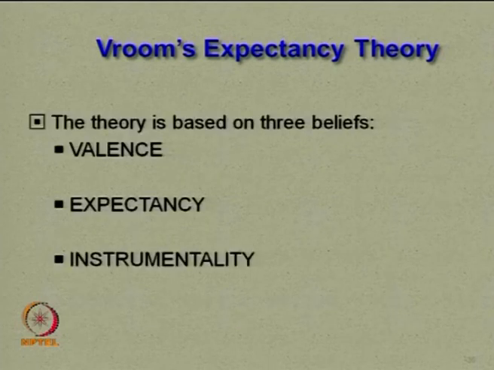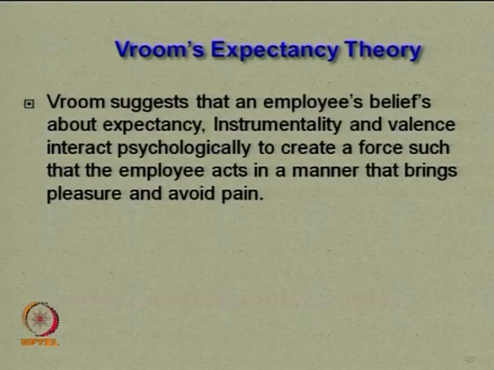Vroom's expectancy theory had three basic beliefs: valence, expectancy, instrumentality. Valence means the relative ratios. If I do this, this is what I get. If you do that, this is what I get. Now, how do you establish a relationship? Expectancy, instrumentality. Vroom suggests that an employee's beliefs about expectancy, instrumentality and valence interact psychologically to create a force such that the employee acts in a manner that brings pleasure and avoids pain.